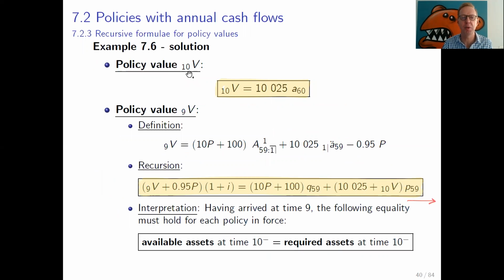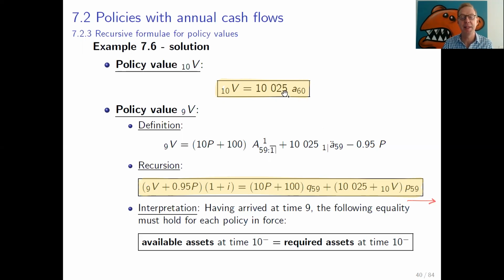Let us start here, now the policy value at time 10. That's not the end of the contract, of course. Time 10 is just the moment that the benefit payments, the annuity payments, start. The policy value basis at time 10 is the actuarial value of future benefits and related expenses minus the actuarial value of premiums minus related expenses. But there are no premiums to be paid anymore from time 10 on, so we only have to look at the actuarial value of the benefits and related expenses.